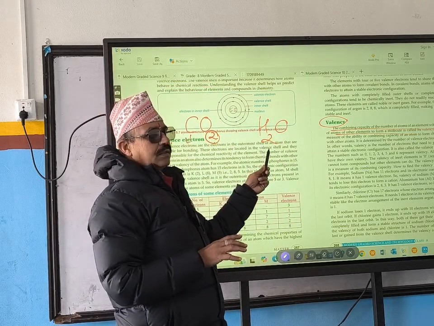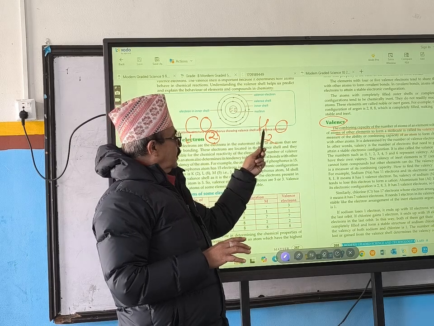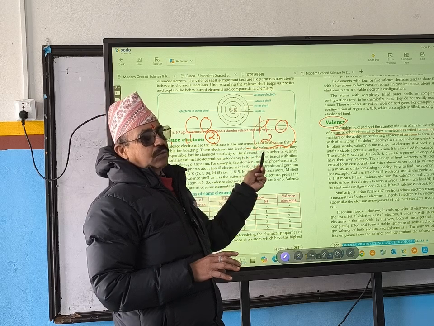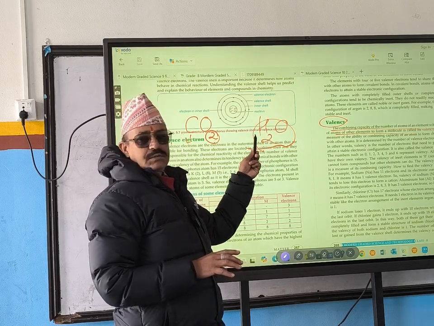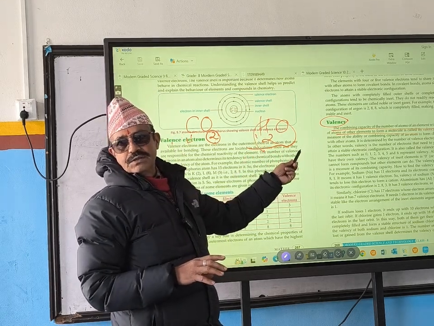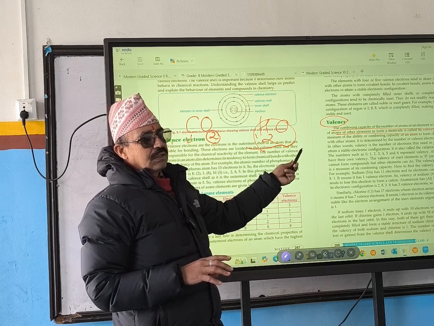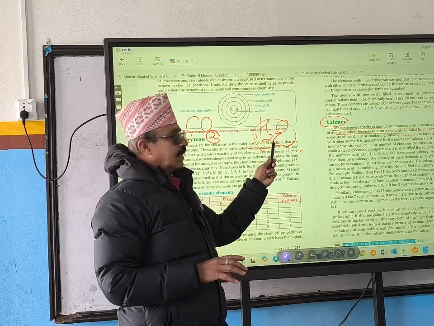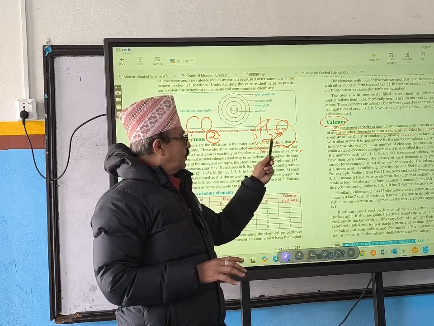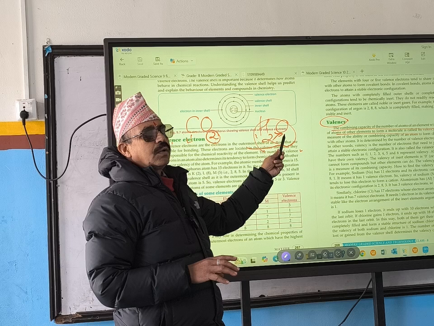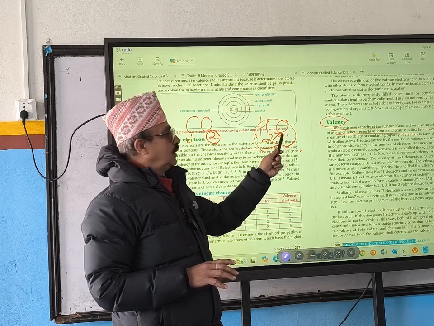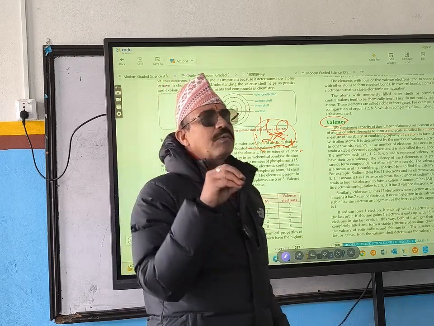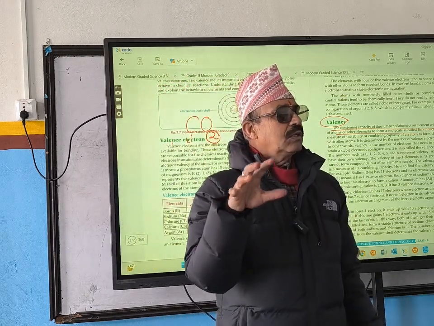to form, means what is this? Water molecule. Two hydrogen atoms are required and one oxygen atom is required, right? In this connection, we have to see just opposite. Here is two. What is opposite of two? O. So valency of O is 2 and valency of H is how much? 1.